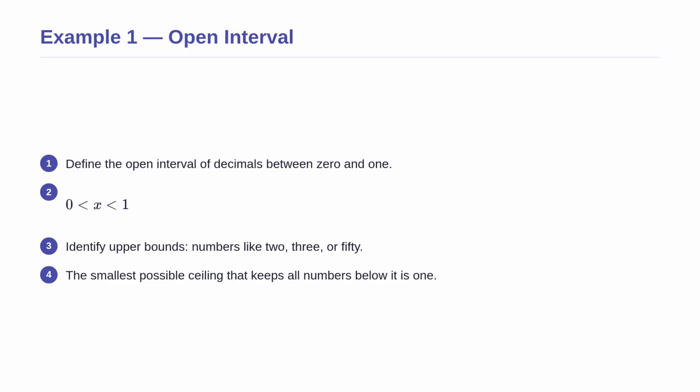Now that we have our visual and mathematical definitions, let us see this with a concrete example. We will analyze the open interval from 0 to 1. This set contains all the decimal numbers strictly greater than 0 and strictly less than 1. To find the supremum, we first identify our upper bounds. Numbers like 2, 3, or even 50 are all valid ceilings because no number in our set can reach them. However, we want the least upper bound. Looking at our inequality, the smallest possible ceiling that still keeps all the decimals below it is exactly 1.